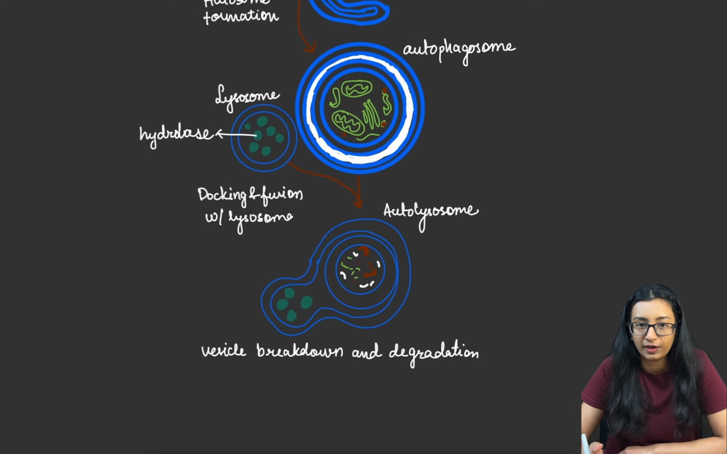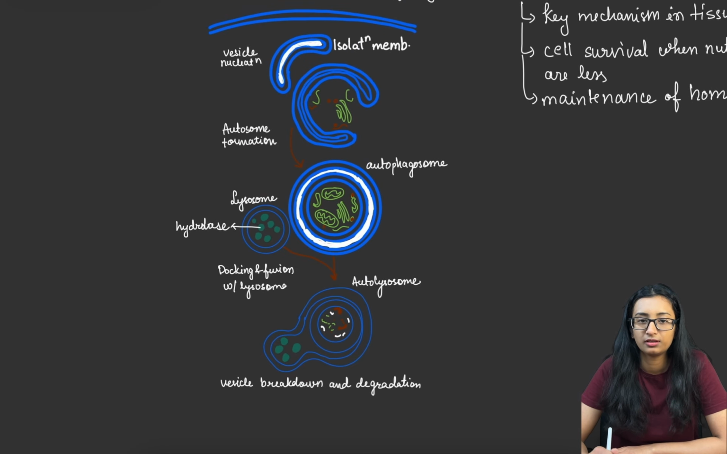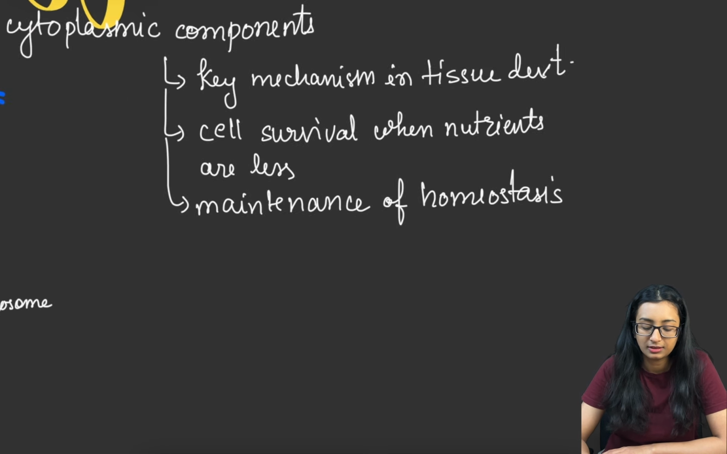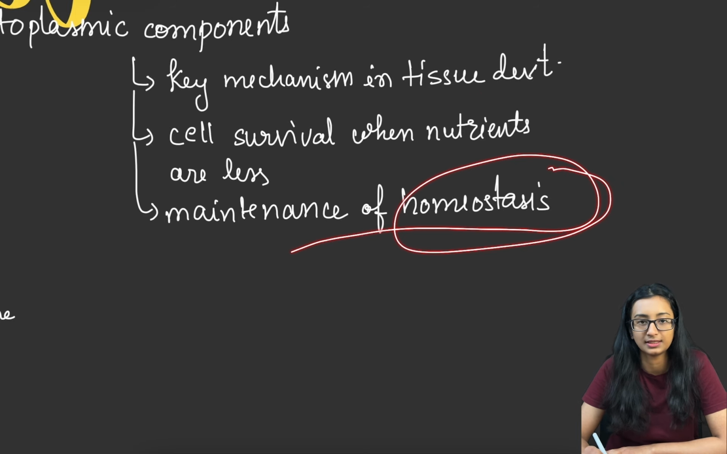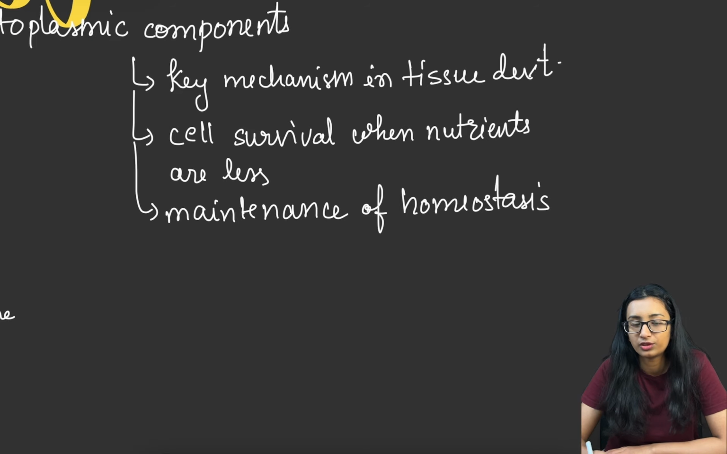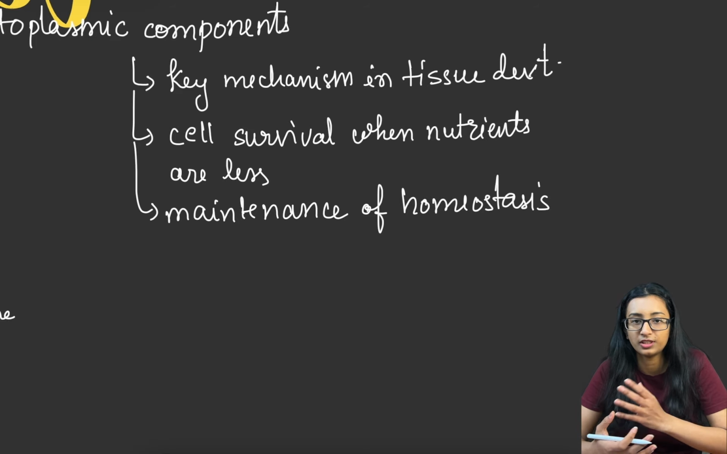Now, autophagosomes are also taken away with the help of lysosomes. Here hydrolases are present, and these will lead to breakdown and degradation. Why do we need such a process in our body? It is a key mechanism in tissue development, and it is required for the maintenance of homeostasis. It is also required when nutrients are less, for cell survival.